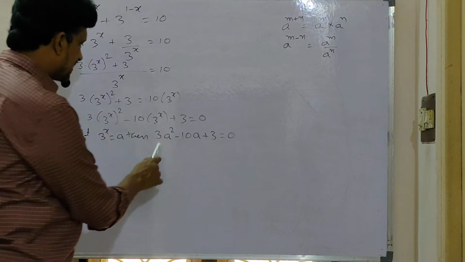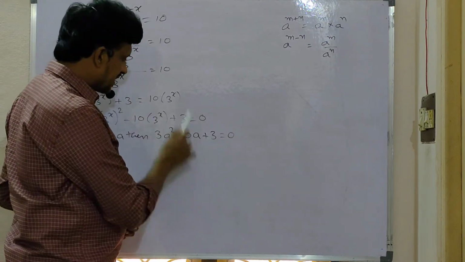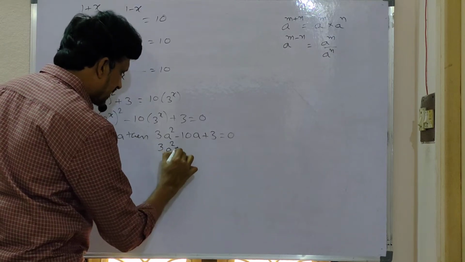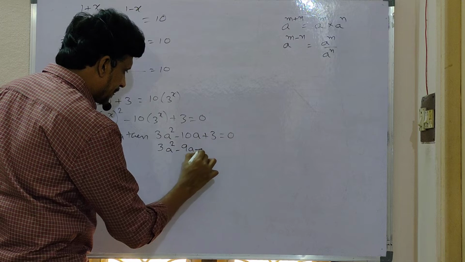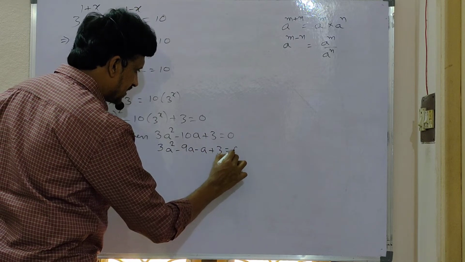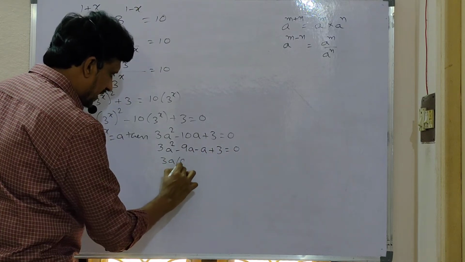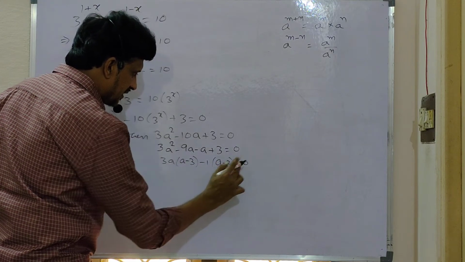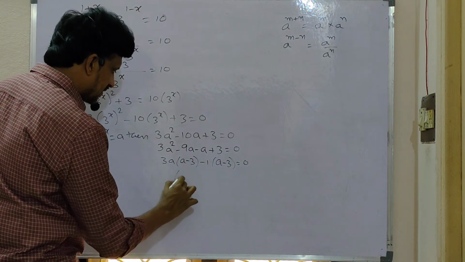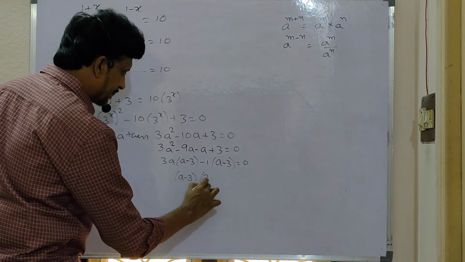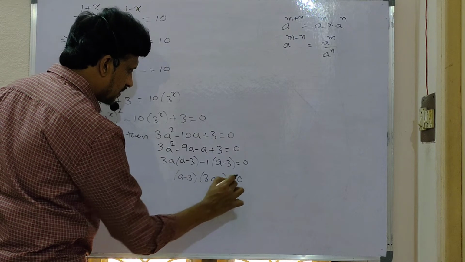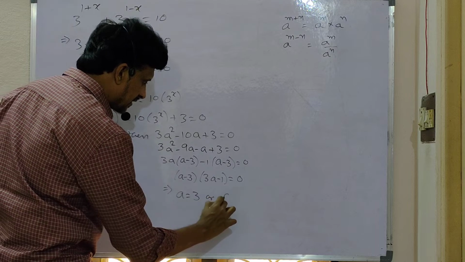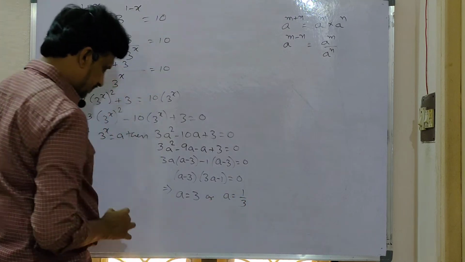The solution you can find easily because 3 into 3 is 9, 9 into 1 is 9, and 9 plus 1 gives the required 10. So write the factorization: 3a square minus 9a minus a plus 3 is 0. So 3a into a minus 3, minus 1 into a minus 3, is 0. Here the same factor you are getting, that will be the common term for the next step. So a minus 3 into 3a minus 1 is 0. So the values of a will be a is equal to 3 or a is equal to 1 by 3.